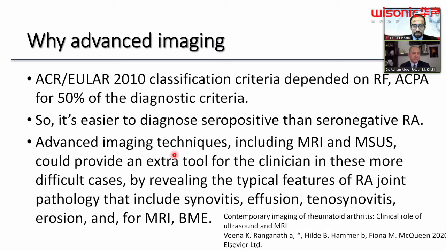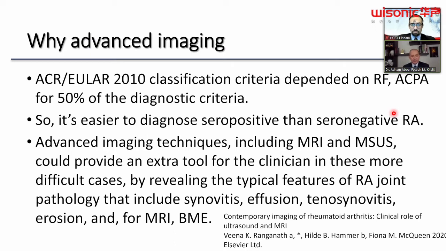You remember that the ACR-EULAR 2010 classification criteria depended so much on serology, positive ACPA and rheumatoid factor, of course, for almost 50% of the diagnostic criteria. So it has become easier to diagnose seropositive rather than seronegative rheumatoid arthritis. Now, the advanced imaging techniques, namely MRI and musculoskeletal ultrasound, could provide an extra tool for clinicians in these more difficult cases by revealing some features typical of rheumatoid arthritis, including synovitis, effusion, tenosynovitis, erosion, and a lot more like cartilage affection, follow-up of the disease, guiding local interventions, and so forth.